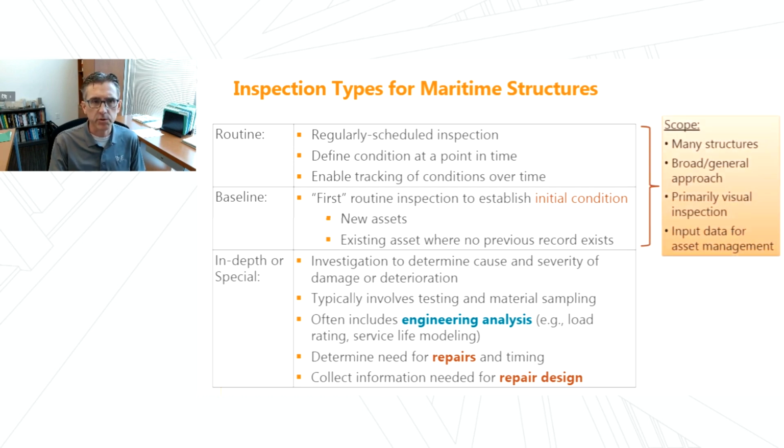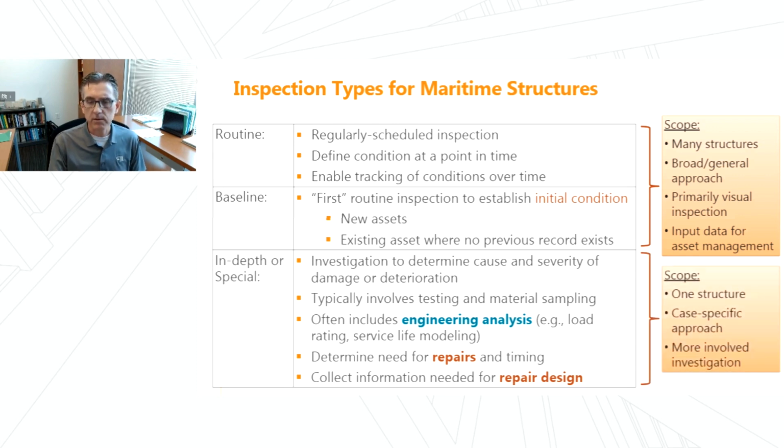Broadly speaking, the first two are the more routine inspections, and the approach that we use there is a more broad or general approach that can be applied to many structures in an asset inventory. The inspections are primarily visual, and the data that are collected are normally used for asset management decision process. In contrast, the in-depth or special inspection typically is focused on one structure that may be suffering from one or more problems. And in that sense, then the approach that's used is case specific to the structure and the known or suspected problems. And it's typically a much more involved investigation.